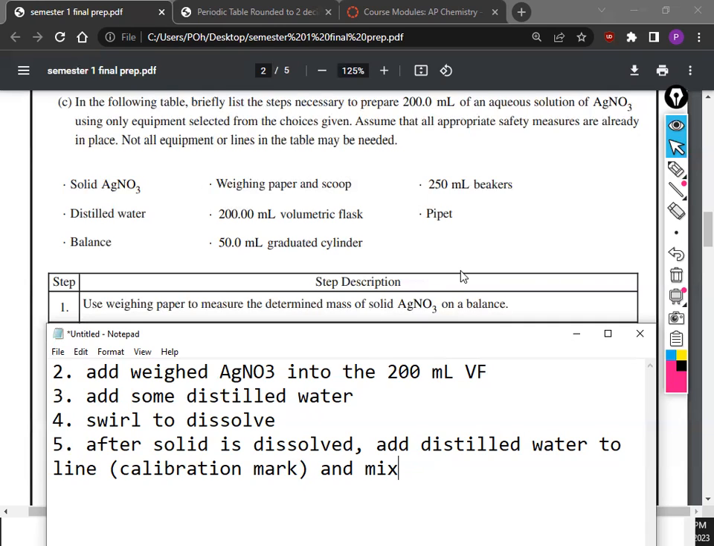Just make sure you mix it in the flask, because if you do it in a beaker and transfer, you're gonna lose some of your solid, and that's gonna change your concentration. You can use the beaker to pour in water, but graduated cylinders or volumetric flasks have a line that tells you when you're at 200, so you don't measure 200 outside. You just fill it until it gets to the line.